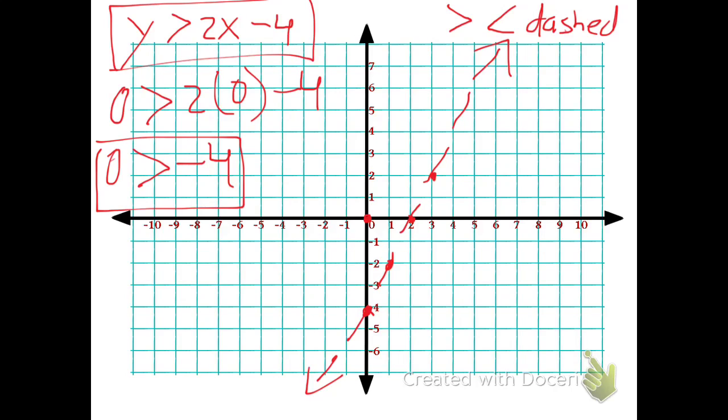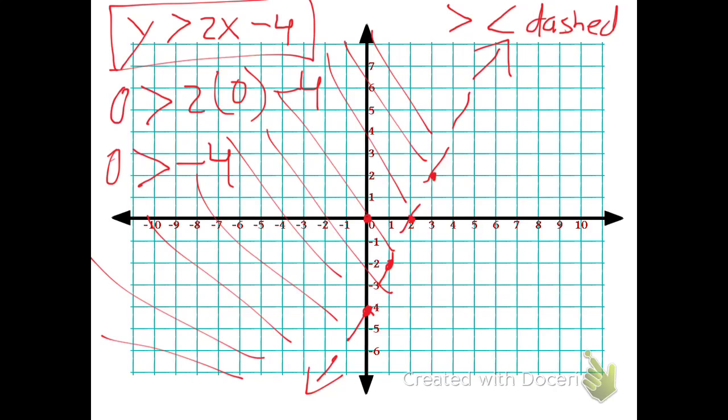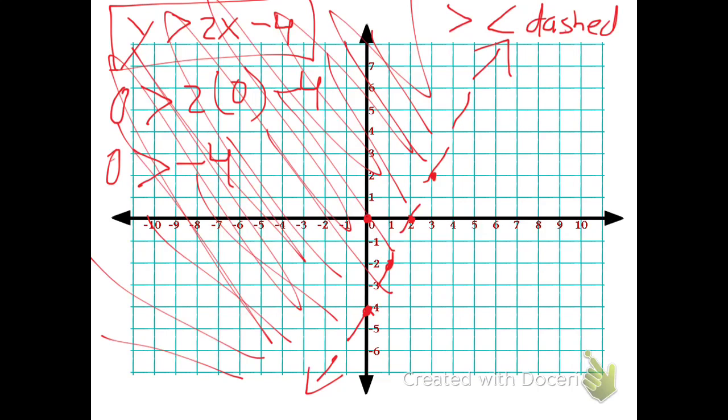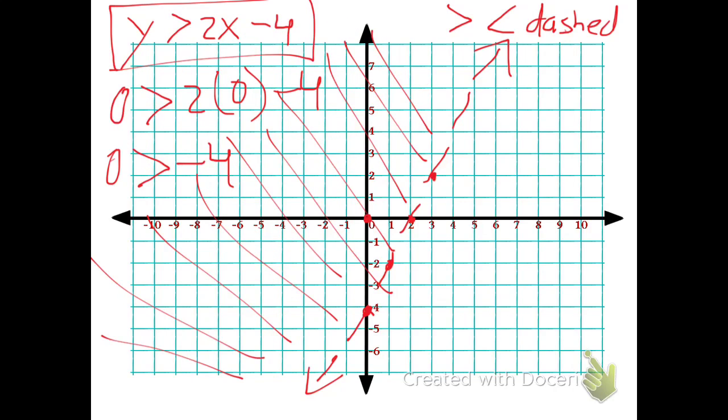If that is true, then you will shade the side of your line that has the point you're questioning, the 0, 0. This is true, so you're going to shade this side of the line, the side that has the point 0, 0. And you're going to shade everything. Typically it can get really messy, but if you use straight lines, that'll help it stay clean looking. So that's how you can graph an inequality.